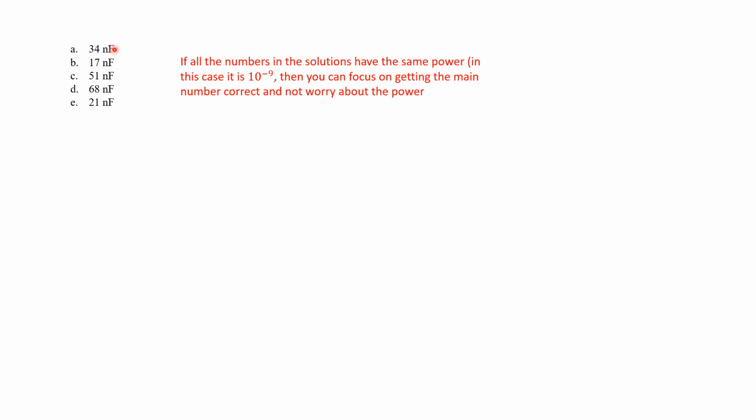Some problems will give you one answer in nano, one in micro, one in whatever. Then you have to do it in detail, and they might give you the numbers the same, but with the power different. So then you would have to solve it in detail. So you have to really think for each problem, is there something that can make it easier or not?